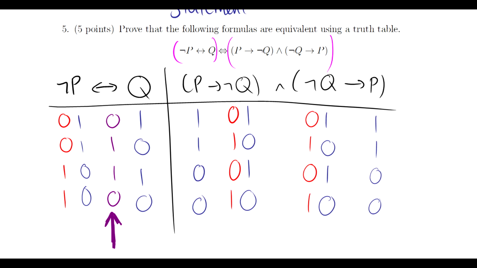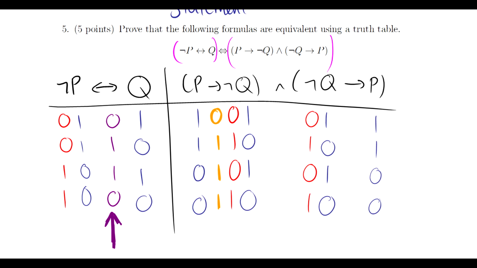Now, when we do P arrow not Q, we're going to look at these two columns. So we know that P arrow whatever is going to be false only when P is a 1 and not Q is a 0. So we have a 1, 0 here, so this is going to be a 0. We have a 1, 1, so that's a 1, a 0, 0 is a 1, and a 0, 1 is a 1. Okay, so now we have our arrow for P arrow not Q.